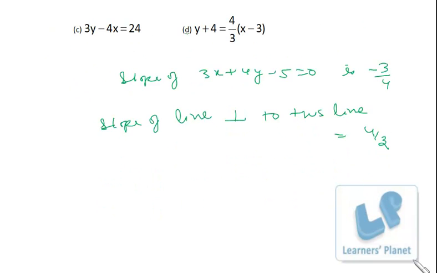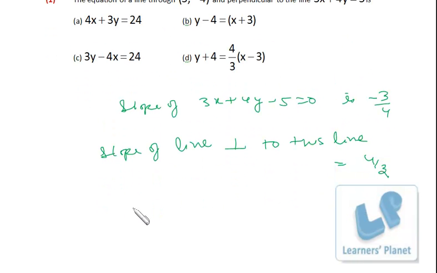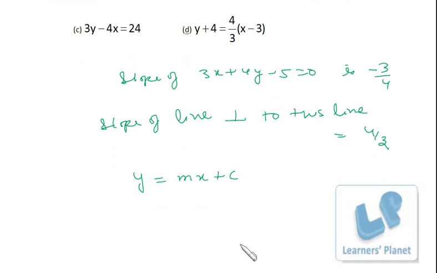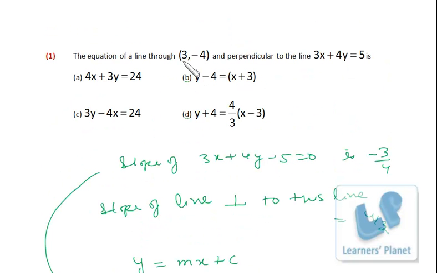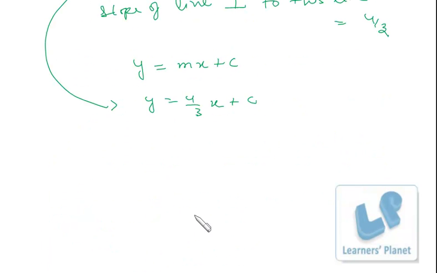So what I do is I assume the equation of the line as y is equal to mx plus c, or y is equal to 4 upon 3 x plus c. This is the equation of the line that is perpendicular to this line. But we don't know the value of c, but since we are given that this line is passing through 3 and minus 4, I put 3 as x and minus 4 as y.